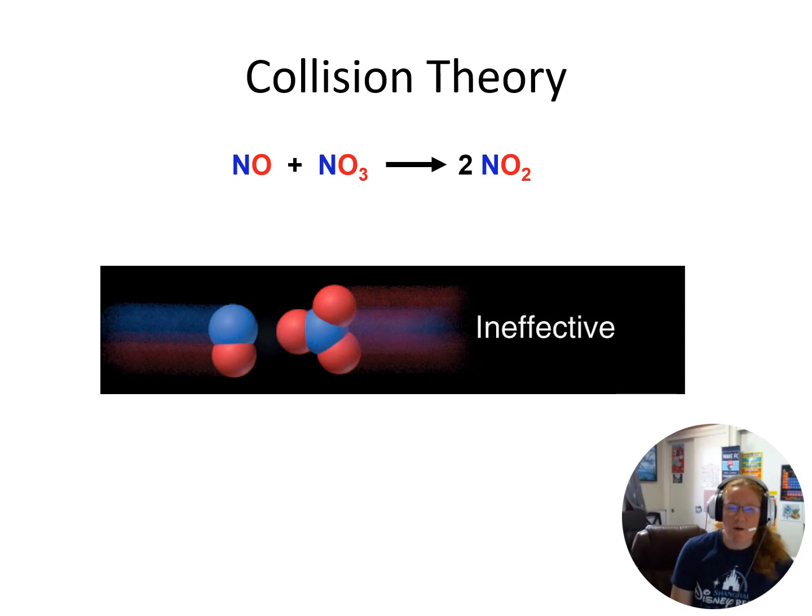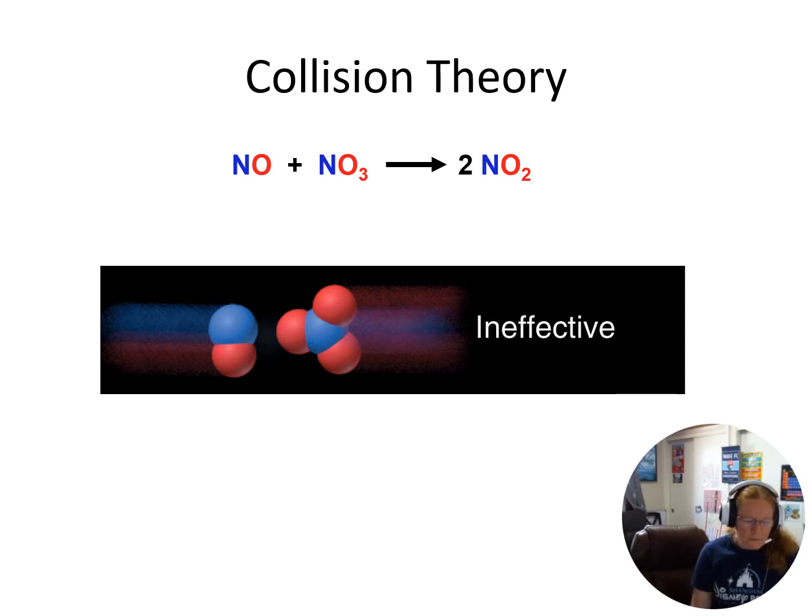Okay, so I have nitrogen monoxide and nitrogen trioxide. They're going to collide and make two nitrogen dioxides. So what needs to happen is the nitrogen from the nitrogen monoxide needs to collide properly with an oxygen from the nitrogen trioxide, because I need to break a nitrogen-oxygen bond from the nitrogen trioxide, and I need to form a nitrogen-oxygen bond off the nitrogen monoxide. So what can happen here?